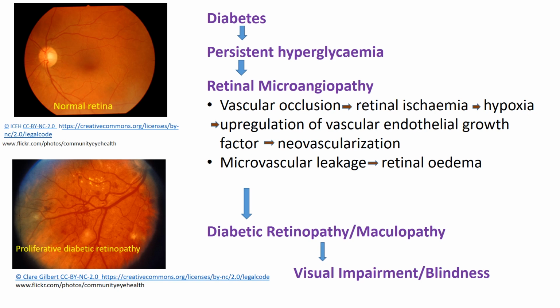The second thing that may occur is microvascular leakage, and this leakage will lead to retinal edema. All these effects will lead to diabetic retinopathy. The image at the bottom reflects the characteristics of proliferative diabetic retinopathy. And a patient with proliferative diabetic retinopathy is at risk of sudden vision loss and blindness.